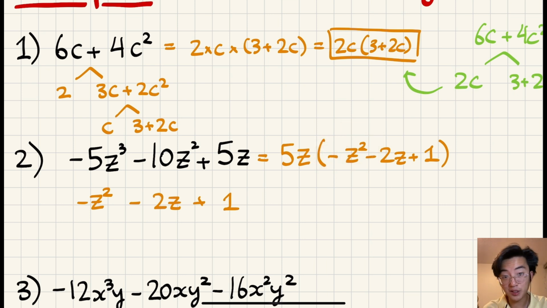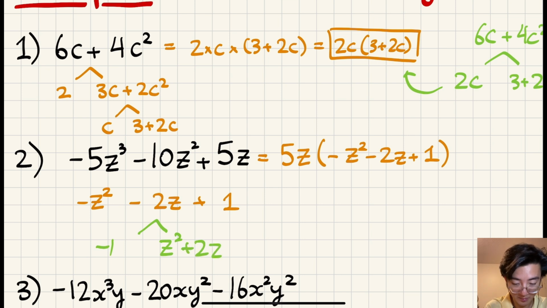So what we can do is take out a negative 1. Right? So in this case, negative 1 is also a factor. When we take out a negative 1, we have negative z squared divided by negative 1, which is just positive z squared. Negative 2z divided by negative 1 is plus 2z. Plus 1 divided by negative 1 is minus 1.